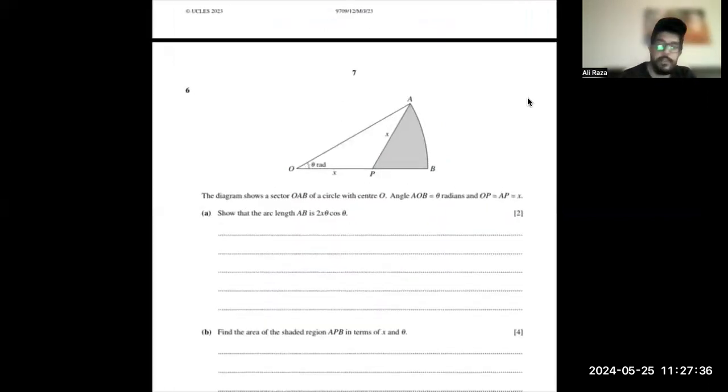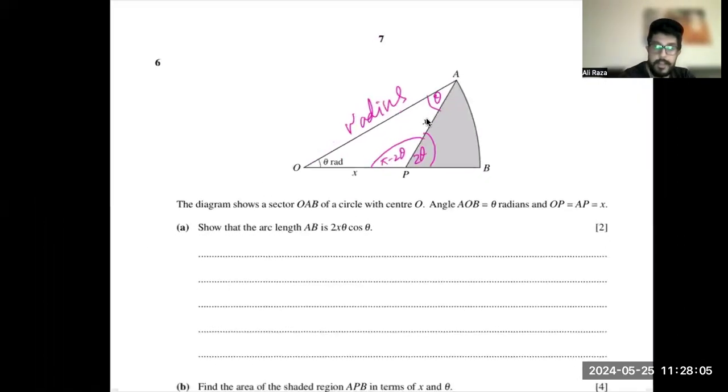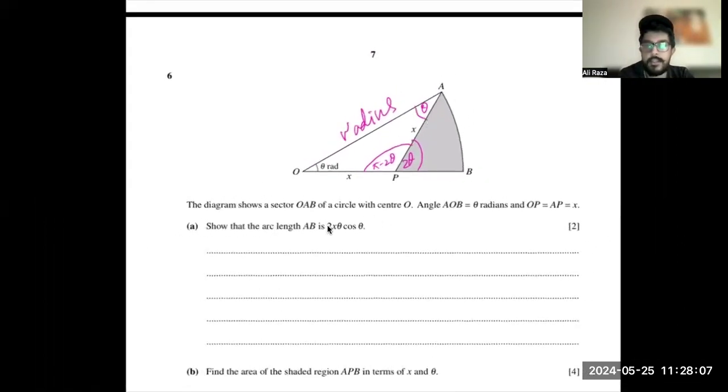In question 6, we're given a diagram with the sector OAB, in which O is the center and OA would be the radius. Since these two sides are equal, these two angles would be equal as well. For part A, we need to show that the arc length is 2x theta cos theta. So we need to find the value for the radius.